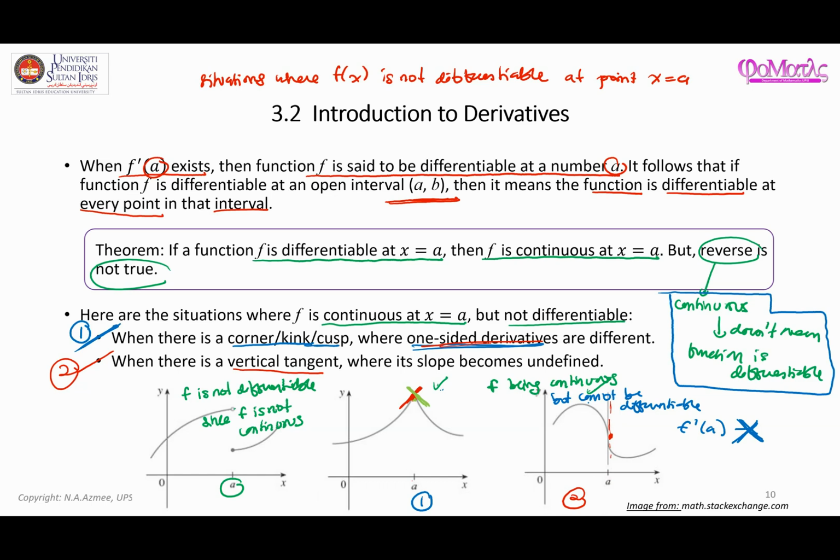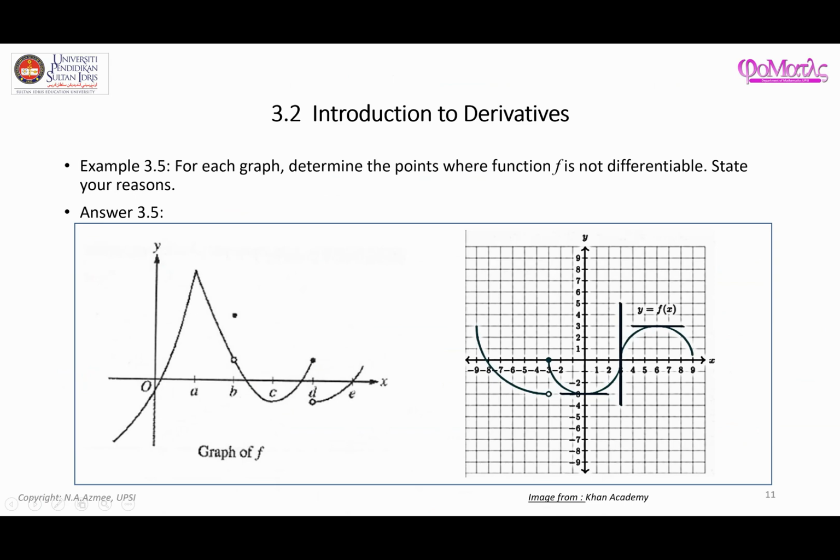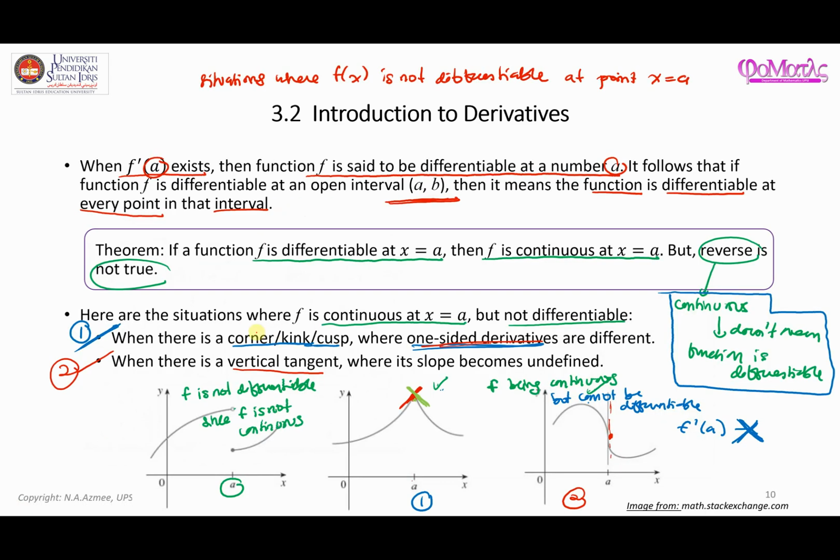Let's look at some examples. For each graph, determine the points where function f is not differentiable and state your reasons. For the first one, all these points are okay; we can differentiate the function at all of them. When it reaches point a, you can see there is a corner. So this is the point where function f is not differentiable, because there is a corner, kink, or cusp.